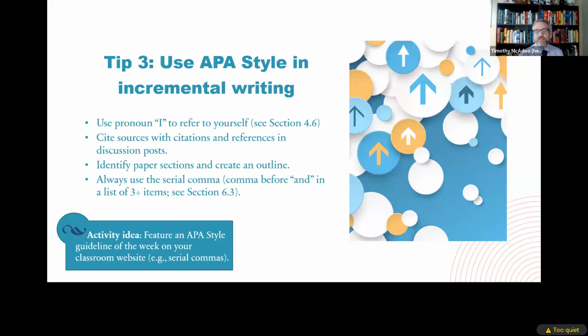So students can also be asked to include citations and references as appropriate in a discussion post to reinforce that.